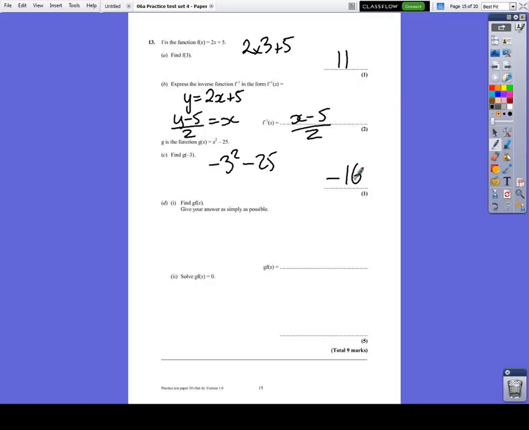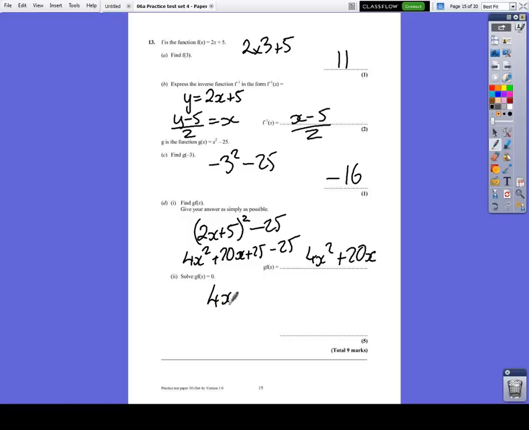That just means put the function f of x into g of x in the place of x. So x squared minus 25, if I put 2x plus 5 in the place of the x, that's all it means. So to expand the brackets, 2x plus 5 squared would end up as 4x squared plus 20x plus 25, and then obviously there's the minus 25. So the plus 25 and the minus 25 will cancel out. You just get left with 4x squared plus 20x. It says solve gf of x equals 0. So gf of x is 4x squared plus 20x, and we want that equal to 0.